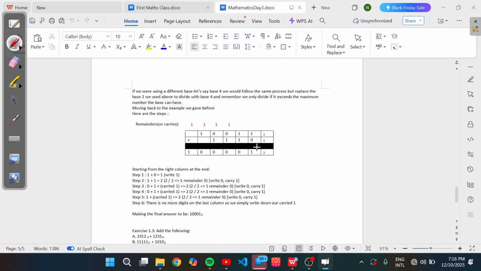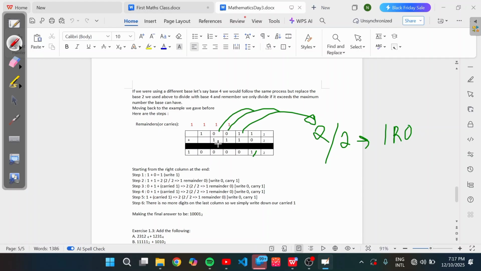Okay. So 1 plus 0 is what? 1. Okay. 1 plus 1 is what? 2. Now we divide that 2 by 2 and we're going to have 1 remainder 0. So write down the 0 and carry the 1. That's where this one is coming from. So 1 plus 1 is 2. So we follow the same process again. We write down the 0, carry the 1. 1 plus 1 is what? 2. So we're basically just following the same process for all of these numbers.